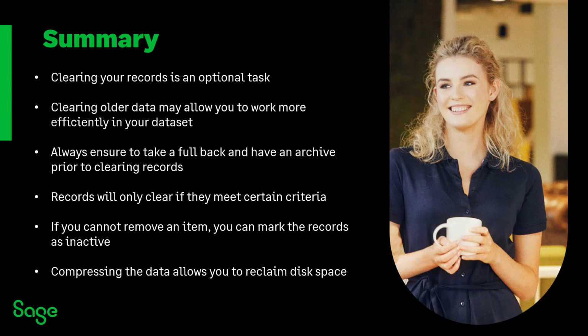Always ensure you take a full backup and just ensure you've got an archive prior to clearing records. It just means if you do put the wrong date in to clear things down, you can easily restore it back and put the right date in. And records will only clear if they meet that criteria. If you can't remove an item, an alternative may be for you to mark the record as inactive, which don't forget we're going to be covering on Monday at 2 o'clock. And then compressing the data just allows you to reclaim that disk space back again as well.